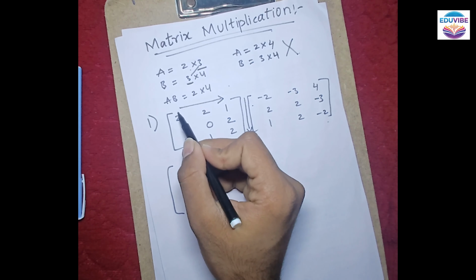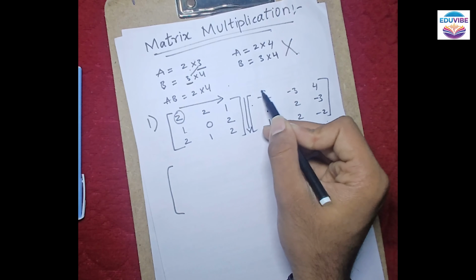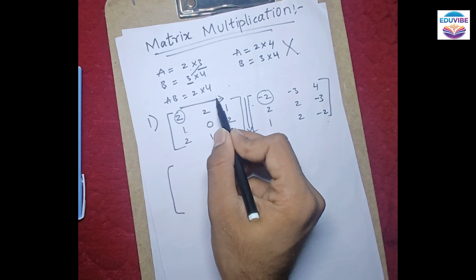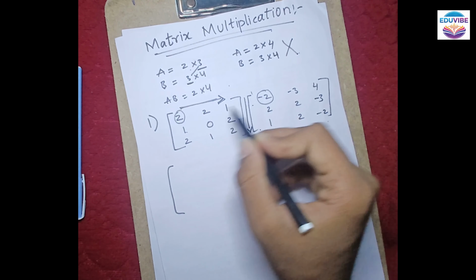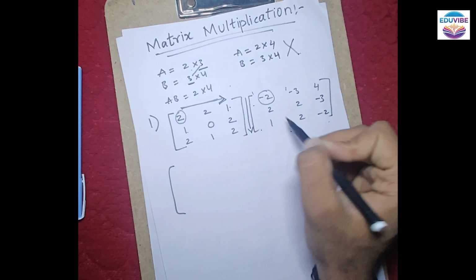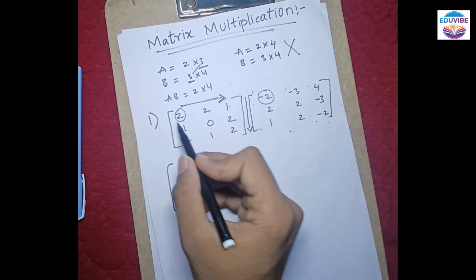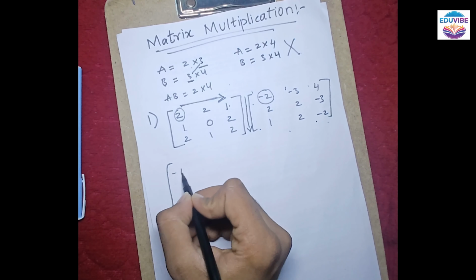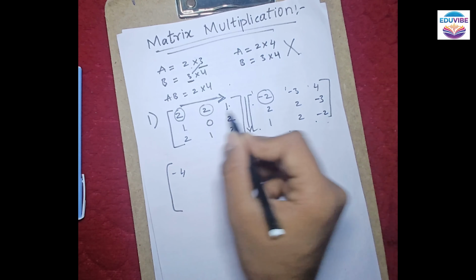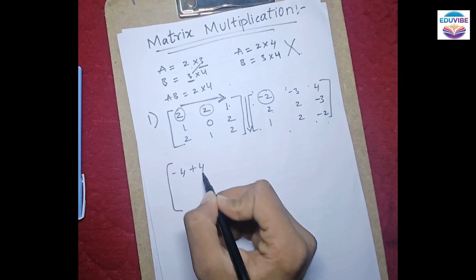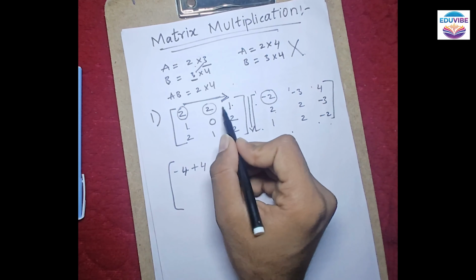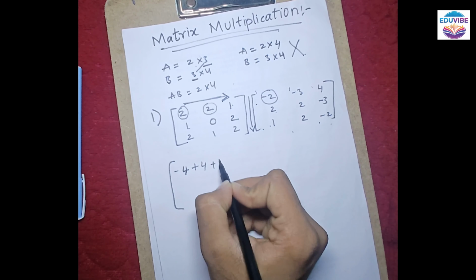That means this first element should be multiplied with this first element. This row should be multiplied with this column, and again this row should be multiplied with this column. Again this row should be multiplied with this column. That means 2 into minus 2, minus 4. Again this 2 into 2, 4, plus 4. We should add the elements, and 1 into 1, 1.